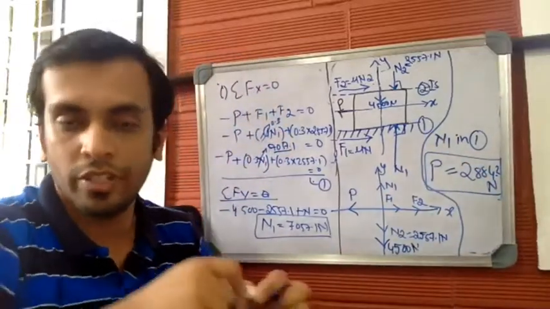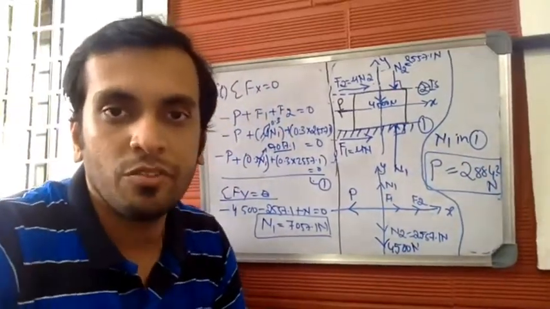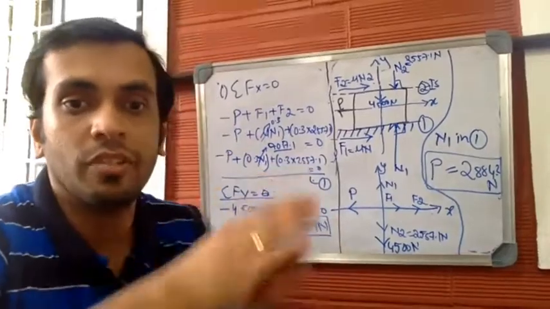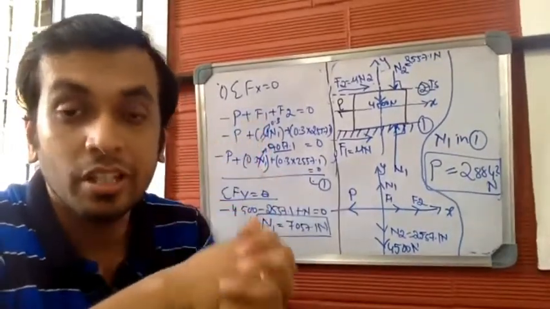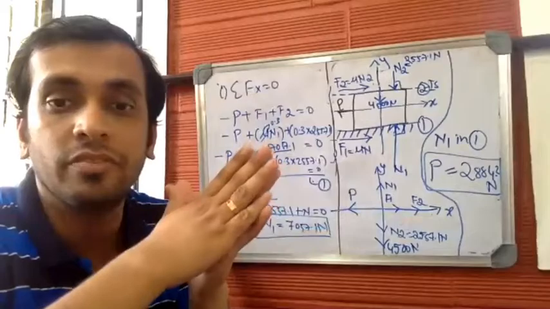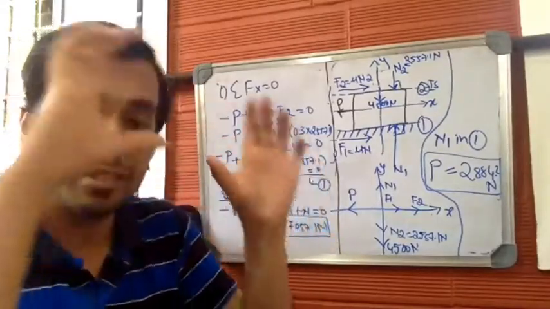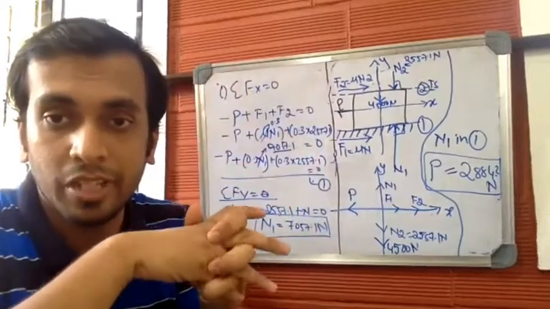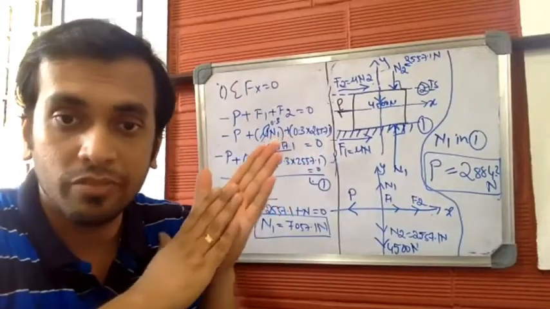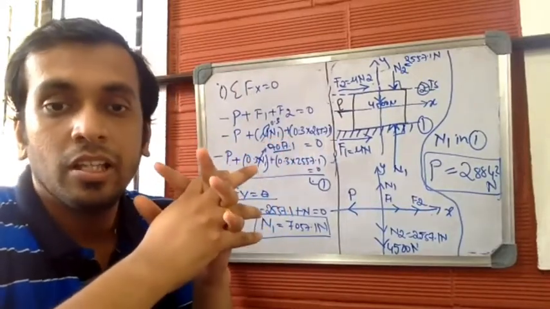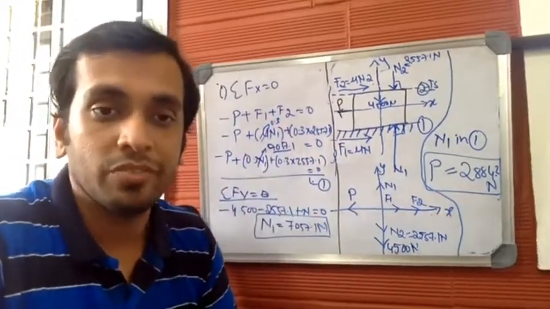So this is how you solve when you have two bodies which are in contact with each other. You have to draw an imaginary surface between both the bodies, consider both the bodies separately along with the imaginary surface, and solve it. If you have any doubts about this particular problem, you can contact me anytime.